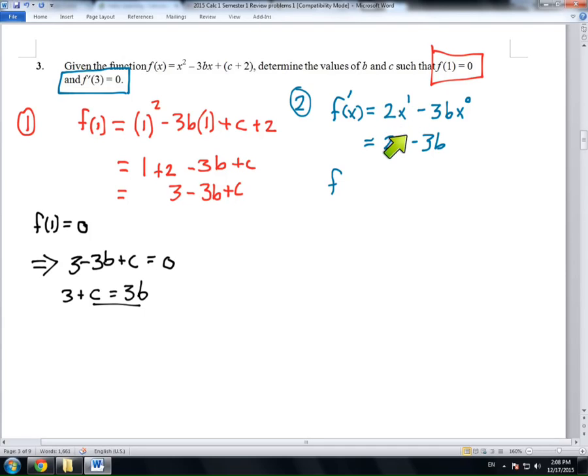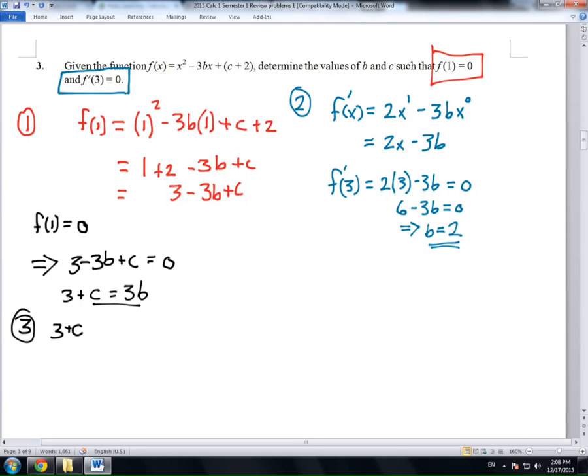Anyway, taking the derivative, we get 2x minus 3b, because remember, this used to be x to the 1, now it's x to the 0, so we get this. And I do know that f prime of 3 is equal to 0, so when I put in 3 for x, I get 0, and I can solve this equation and find that b is equal to 2.